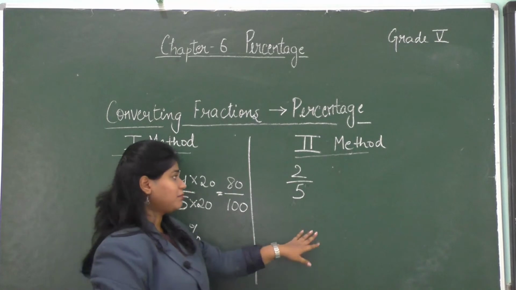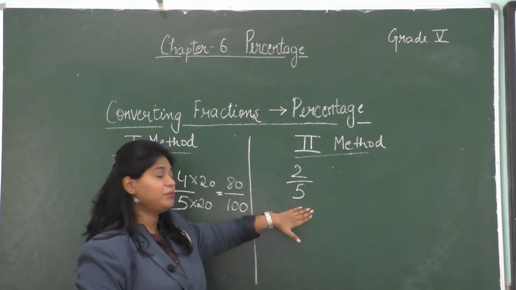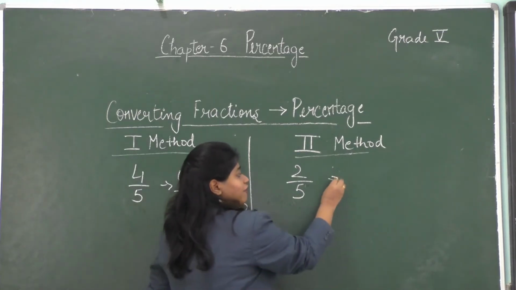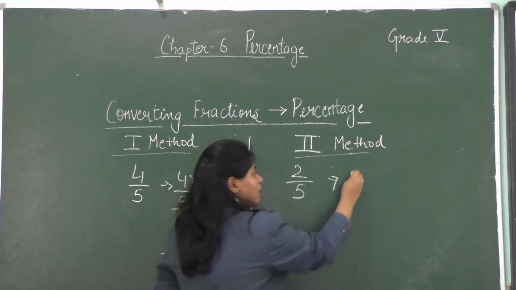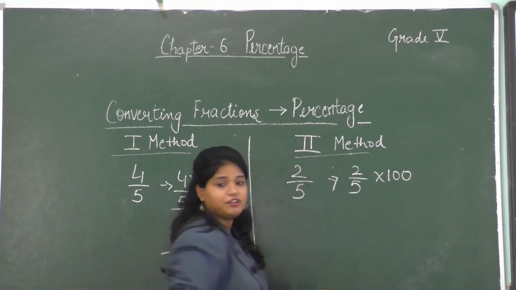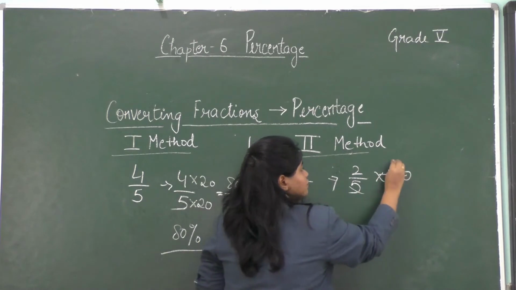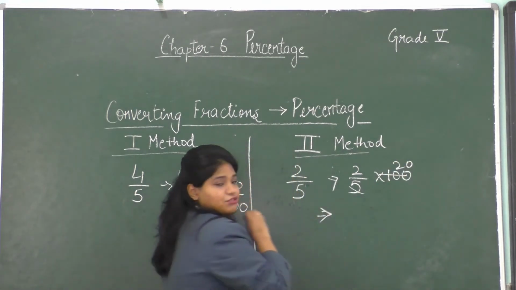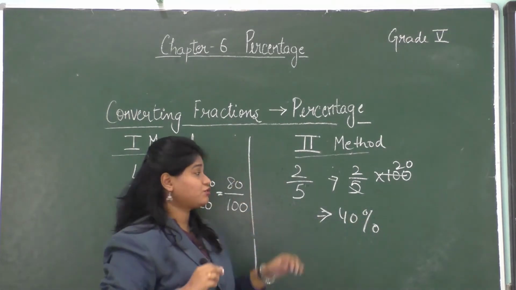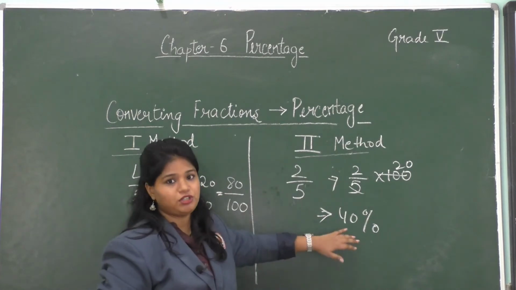Now let's learn the second method. Here I have the fraction 2 by 5. Even here the denominator is not equal to 100. So what will I do? I will multiply the entire fraction by 100. So 2 by 5 into 100. Now you can simplify this operation. I will cancel 100 by 5. So it becomes 20. So 2 into 20 is 40, and we will add the percentage sign. So 2 by 5 fraction, when it is converted into percentage, it becomes 40%.